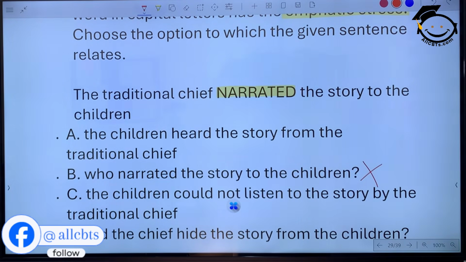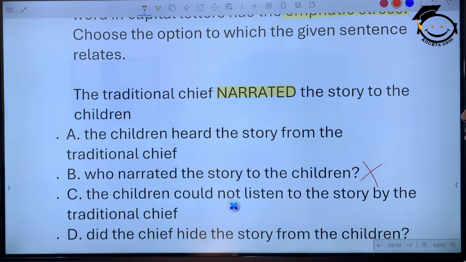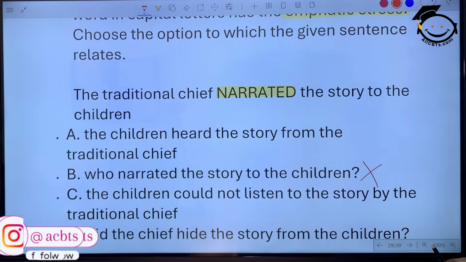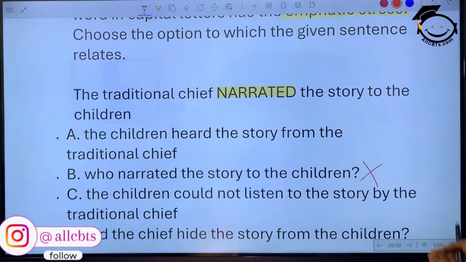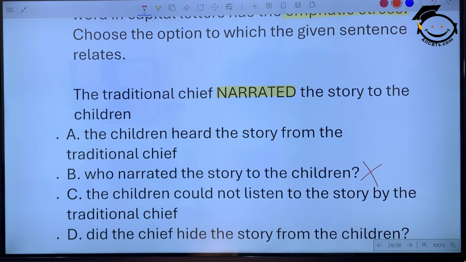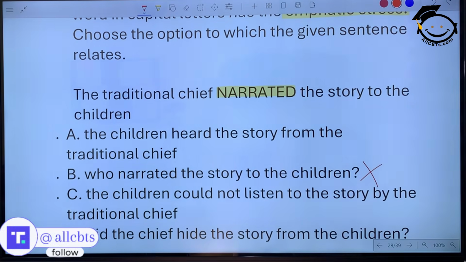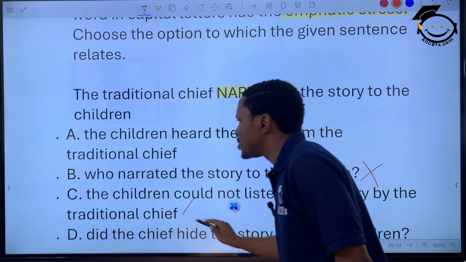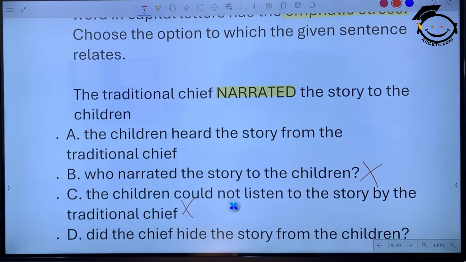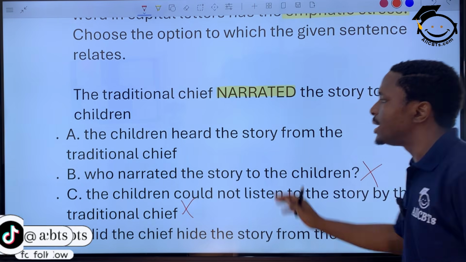The children could not listen to the story by the traditional chief. The children could not listen to the story to the traditional chief. Doesn't cut it as well. This doesn't work. It's wrong. It doesn't make any sense. Did the chief hide the story from the children? So we are between A and D.